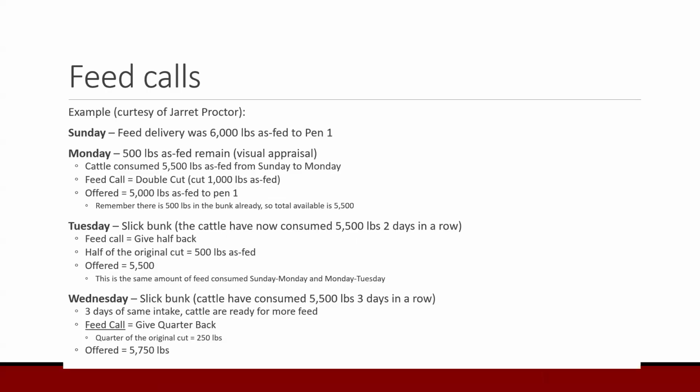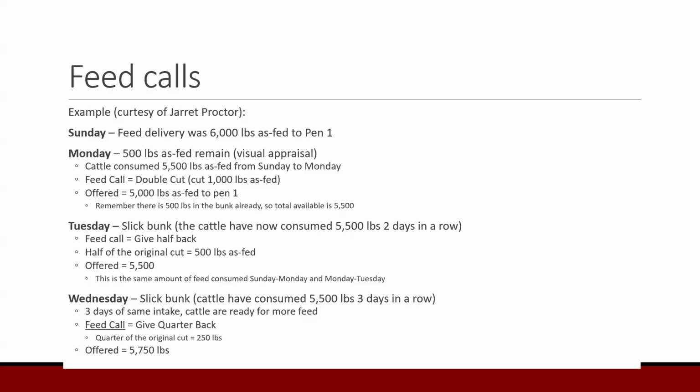Okay. Sunday, feed delivery was 6,000 pounds as fed to pen one. On Monday, we go through, read the bunk, we assess, based off our visual appraisal, there's 500 pounds of feed remaining. So that means from Sunday to Monday, those groups of animals, we offered 6,000, they left 500. So how much feed did that animal eat? 5,500 pounds as fed. Okay.